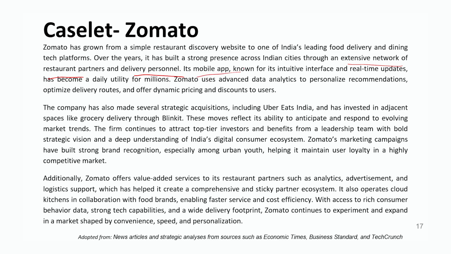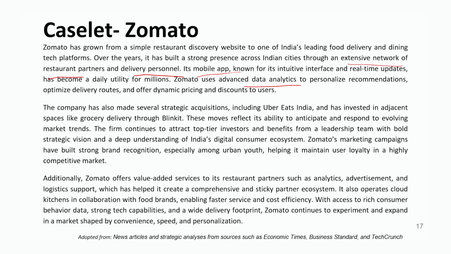Its mobile app, which is known for its interface and real-time updates, has become a daily utility for millions. The company uses advanced data analytics to personalize recommendations, optimize delivery routes, and offer dynamic pricing and discounts to users.